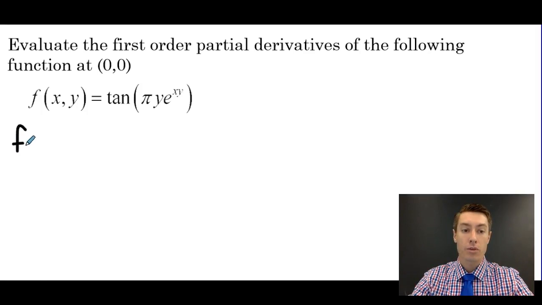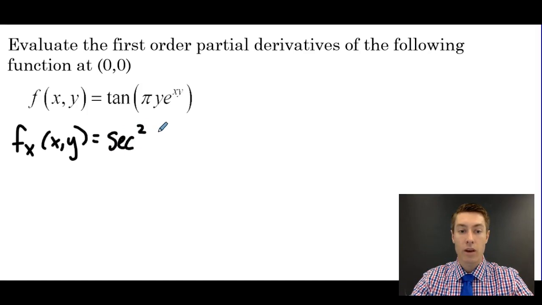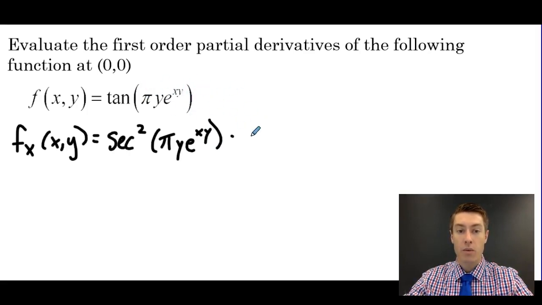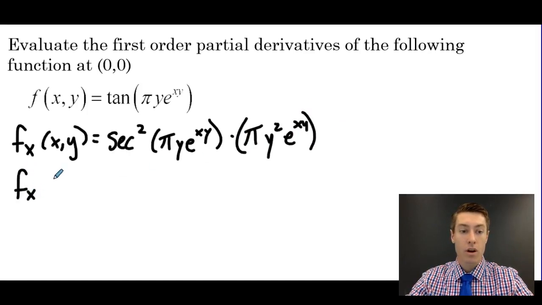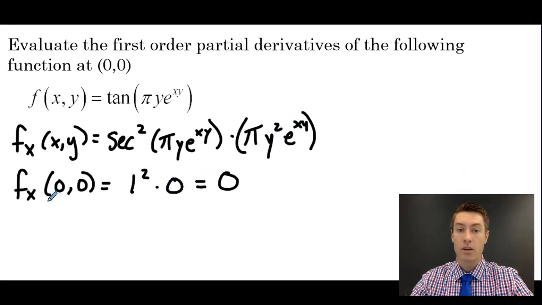Okay, so partial with respect to x of f(x, y), derivative of tangent is secant squared of pi y e to the xy times the derivative of the inside with respect to x, so that would be pi y squared e to the xy. So the partial of f with respect to x at (0, 0). So secant of 0 is the reciprocal of cosine. So cosine of 0 is 1. So that would be 1 squared. And then times 0. So that would be 0.